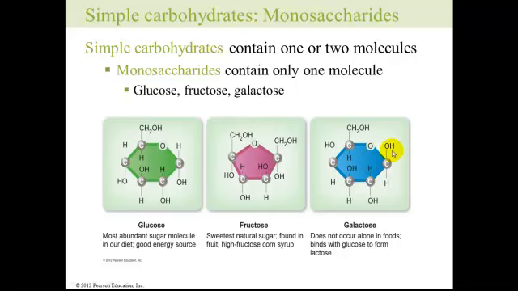Now, there are other monosaccharides that are not considered to be important in terms of nutrition. So there are things like ribose and deoxyribose. Deoxyribose and ribose are five-membered, or pentose, sugars, kind of like fructose is. They are found in things like DNA and RNA, or nucleic acids.